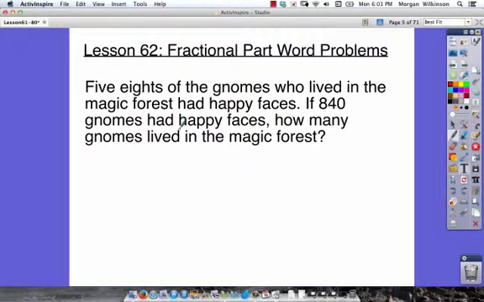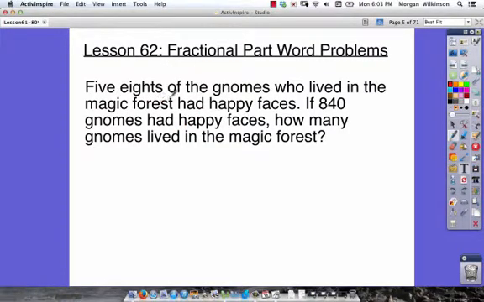Now our first question says, 5/8 of the gnomes who lived in the magic forest had happy faces. If 840 gnomes had happy faces, how many gnomes lived in the magic forest? So, in order to solve this question, we need to write an initial equation.